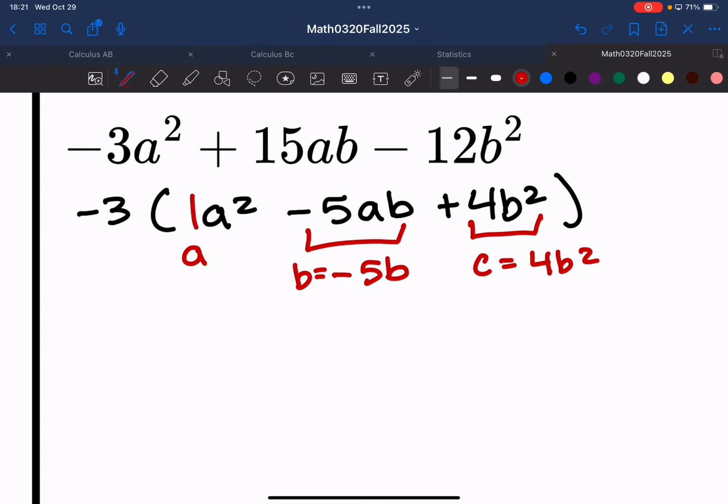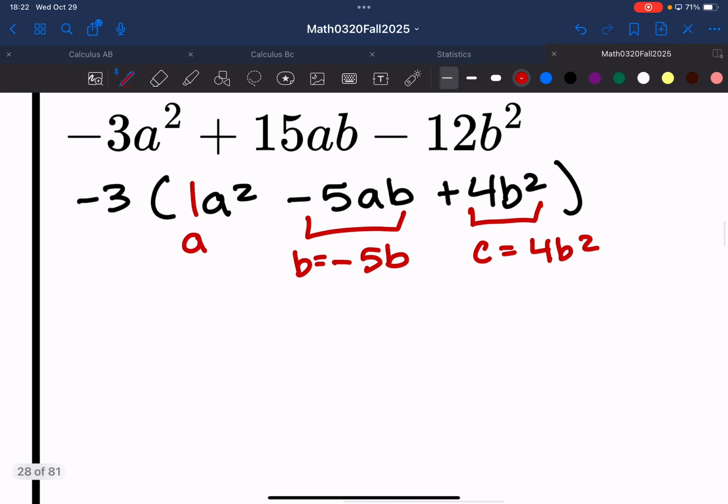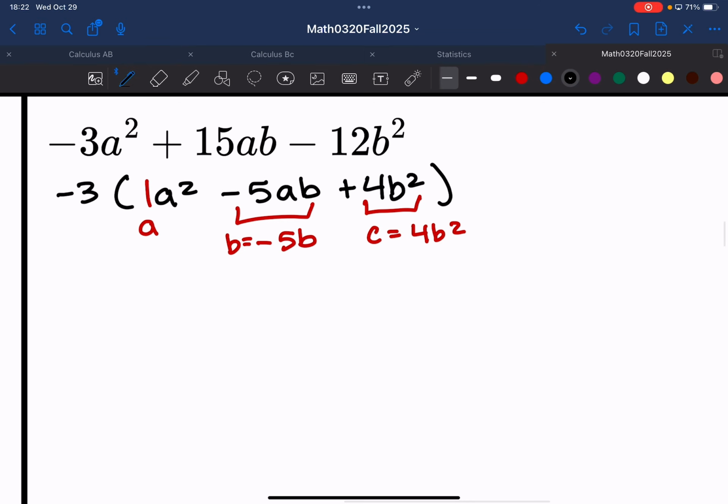Okay, because a right now is my variable. A is our x, right? So we're not going to count that. So then off to the side, I have to think, okay, I need two numbers that multiply to 4b squared but add to -5b.